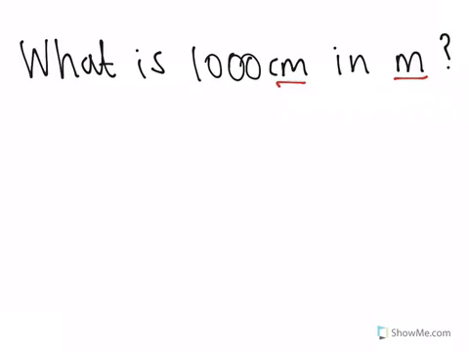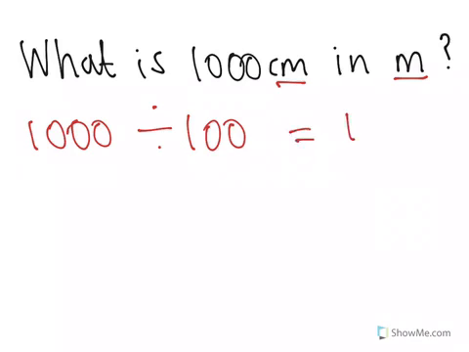So we take our 1,000 and we divide it by 100, because that's our conversion factor, which is going to give us an answer of 10. Because remember, if you're dividing by 100, you literally move your number 2 columns to the right when looking at it in a place value chart. So that's going to give us an answer of 10.